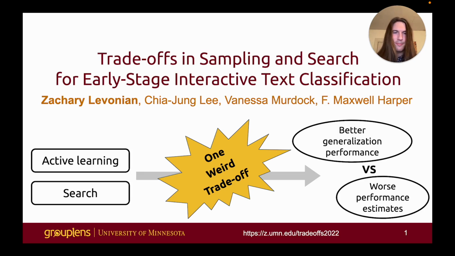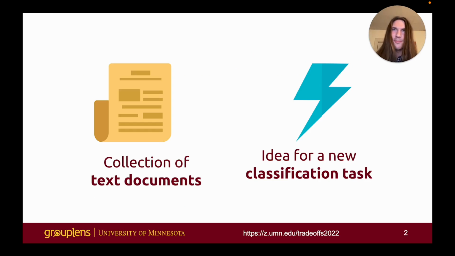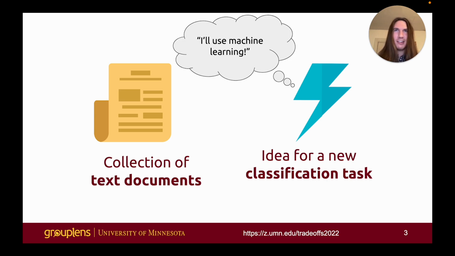Hi there. Here's a common situation. I've got a collection of text documents and an idea for a classification task. I've never done this task with this set of text documents, and I decide I want to use machine learning. To train a text classification model, I'll need to annotate some data, which is a very typical use case for interactive machine learning, or IML for short.